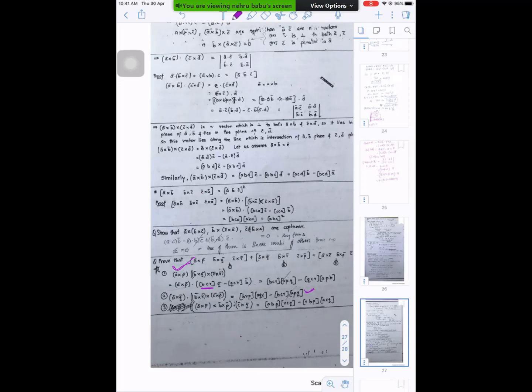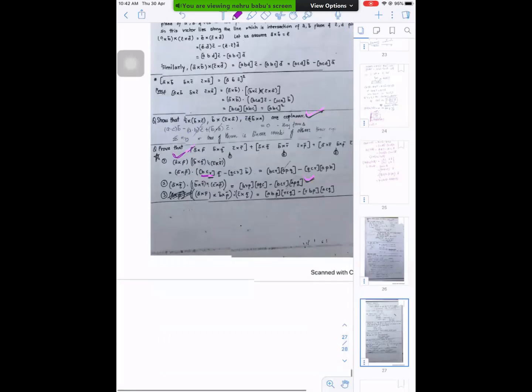And one more important property is this: A cross B cross C, B cross C cross A, and C cross A cross B are coplanar. This is the theory of the vectors topic.